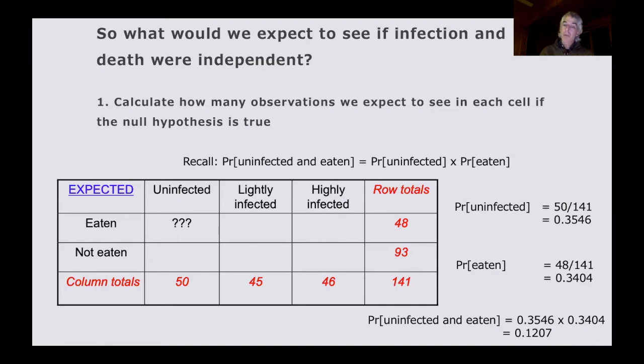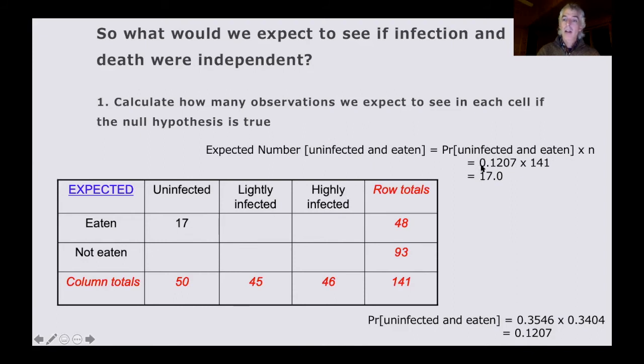So if the probability of a fish being uninfected is independent of the probability of it being eaten, then the probability of it being uninfected and eaten is the product of these 2 separate probabilities. Okay, now these are the probabilities, but how do we get the expected number of fish in this cell?